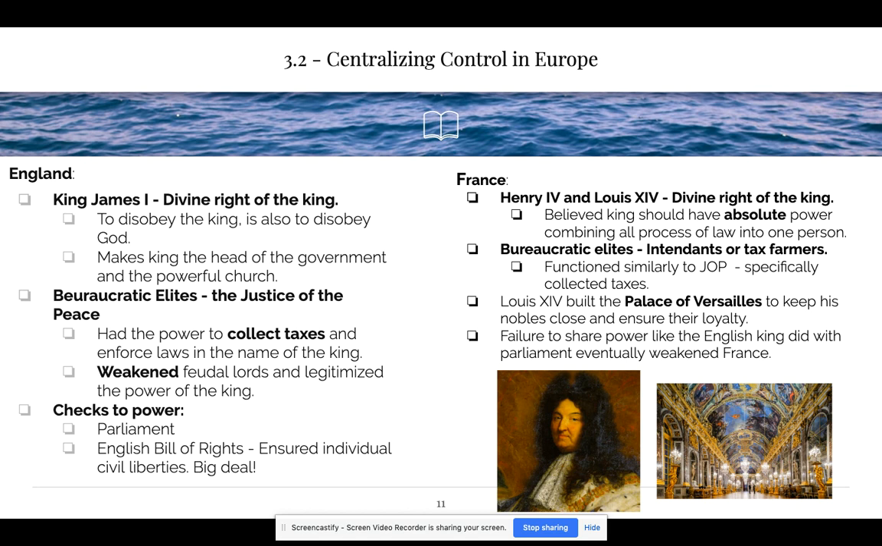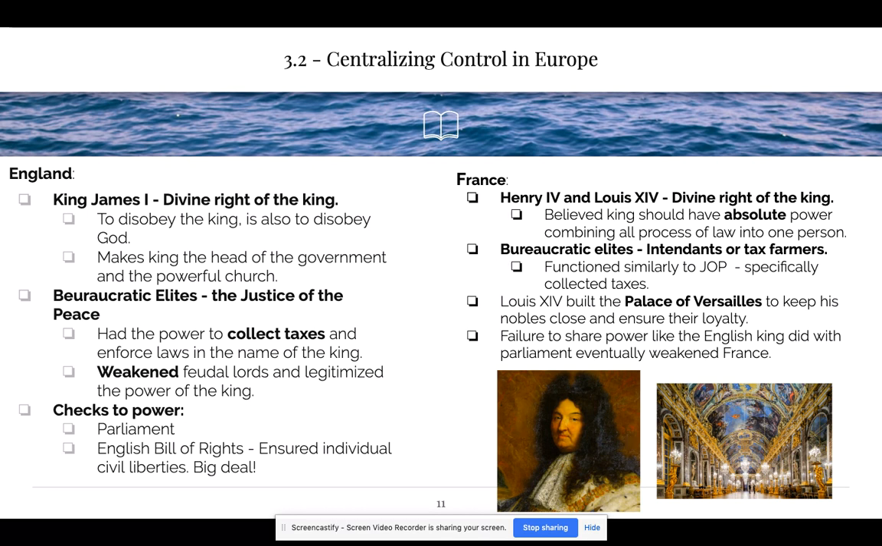We also see England use bureaucratic elites. I want you to make a chart somewhere if you're taking notes that is just about bureaucratic elites, because we're going to see this all over the place. The English used the justice of the peace, who had the power to collect taxes. It weakened the feudal system and made the king stronger. Remember, the feudal system is where people lived on lord's land for protection, and they paid taxes to the lord of the land. Now they're paying taxes to the king instead, so that feudal system gets weaker.